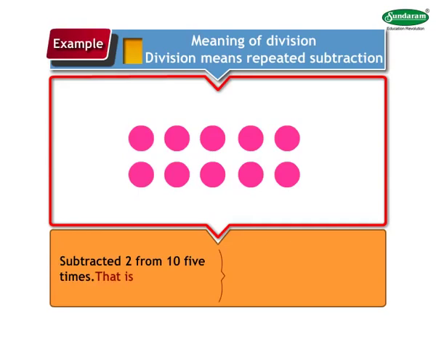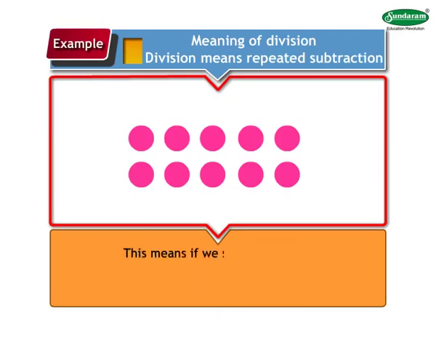That is, 10 minus 2 is equal to 8. 8 minus 2 is equal to 6. 6 minus 2 is equal to 4. 4 minus 2 is equal to 2. And 2 minus 2 is equal to 0.